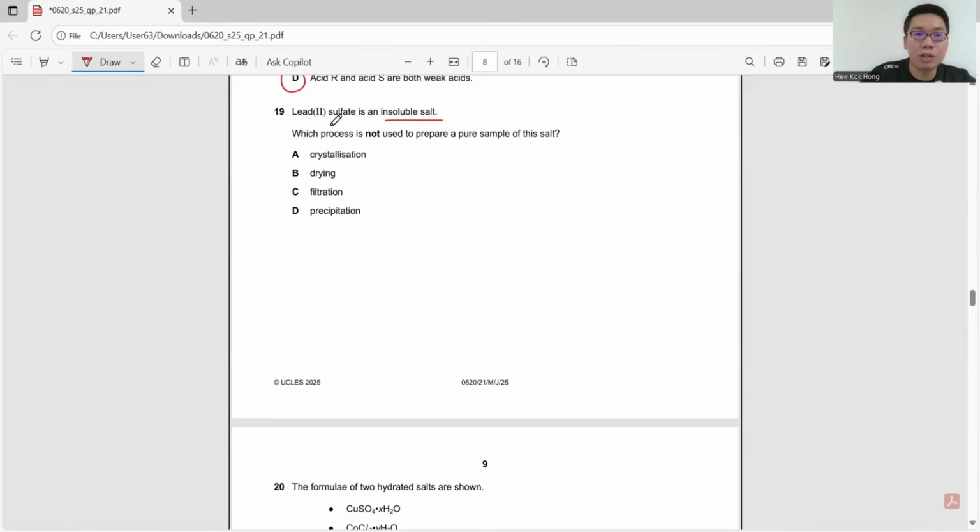19. Lead sulfate is an insoluble salt. Which process is not used to prepare a pure sample of this salt? An insoluble salt does not dissolve from beginning to end, so there is no need to crystallize it back. Crystallization means after the water is evaporated, it will leave the crystals. So this is crystallization. Drying we definitely need, because initially it's mixed with the solution. We need to dry it. Filtration, yes, because we need to separate the solid from the other solution. And precipitation, yes, because we use aqueous plus aqueous to form a solid, and this process is called precipitation. So only A is wrong.